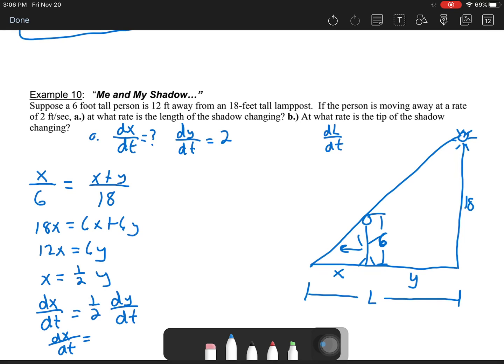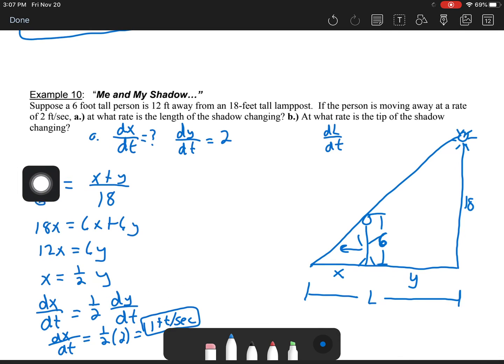And so now I can plug in the 2 for the dy/dt. So dx/dt is going to equal 1/2 times that 2. So that gives me really 1 for the answer, and it's 1 foot per second is the rate that we're looking at. Okay, so for part A, I've got 1 foot per second.